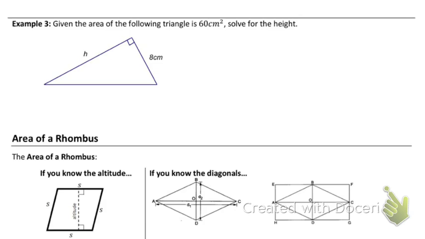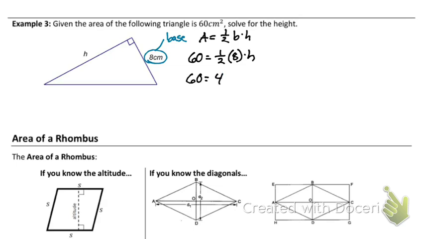So our base is 8. So remember, area of a triangle equals 1/2 your base times your height. Well, in this case, I know the area is 60. The 1/2 is going to remain. This 8 centimeters is going to be our base. And so we're going to have 1/2 times 8 times that h is going to equal 60. Well, half of 8 is just 4, so we're going to have 60 equals 4 times h.